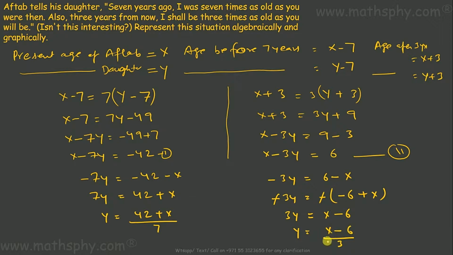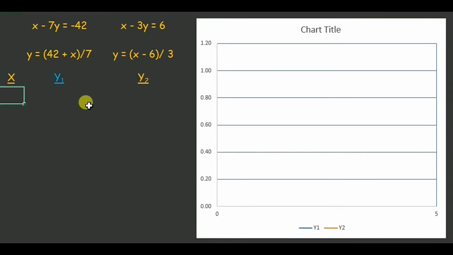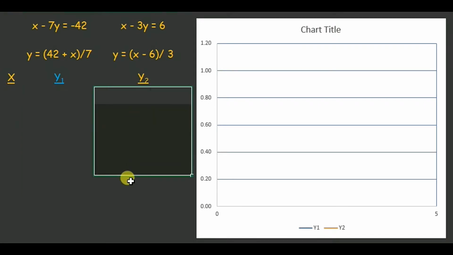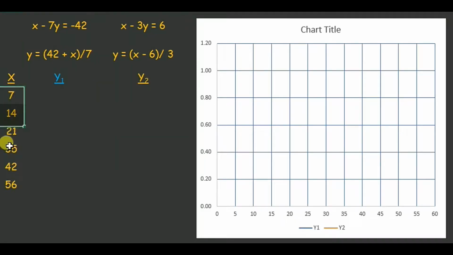Now let's present them into the graph. I have this equation: x minus 7y equals to negative 42, x minus 3y equals to 6, which is y is equal to 42 plus x over 7, and y is equal to x minus 6 over 3. Let's take some x values, which will give me y1 and y2 both. I'll take such values for x here, which will ease my calculation. So let's start with 7. So now I have all these x values. I cannot take x as 0 because age cannot be 0. I cannot take any negative values because age cannot be negative. Now, if I put these values here in place of x, this will give me y values.